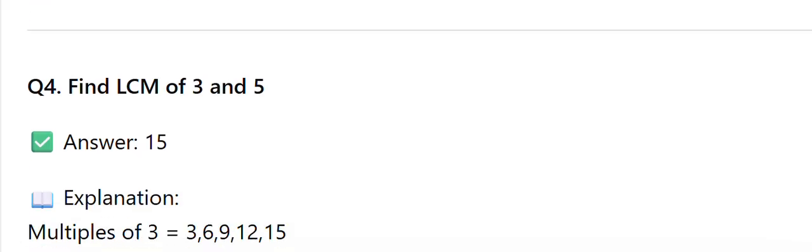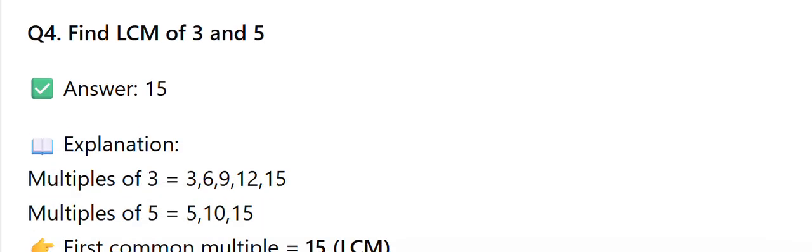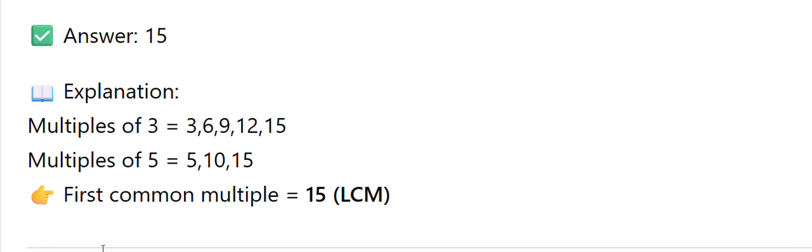LCM of 3 and 5, the lowest common multiple. Multiples of 3 are 3, 6, 9, 12, 15. Multiples of 5 are 5, 10, 15. So the first common multiple is 15. 15 is the common multiple among the two.